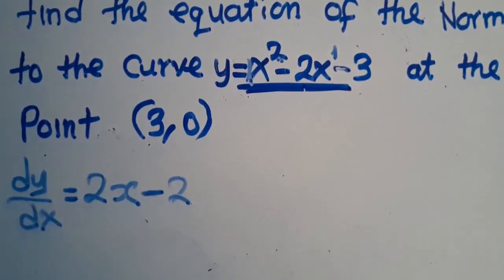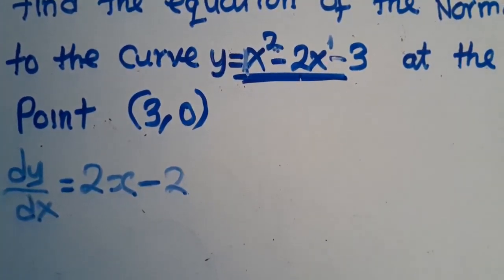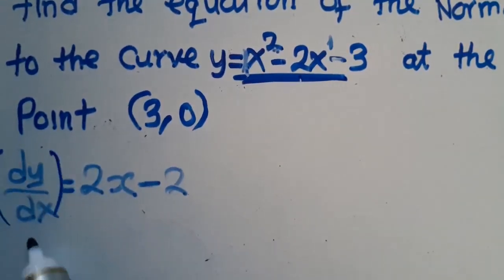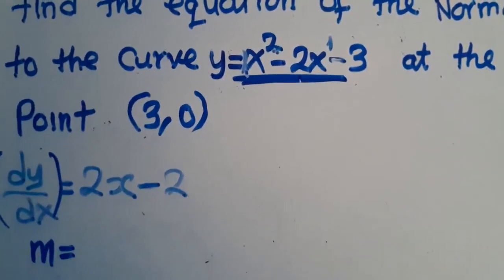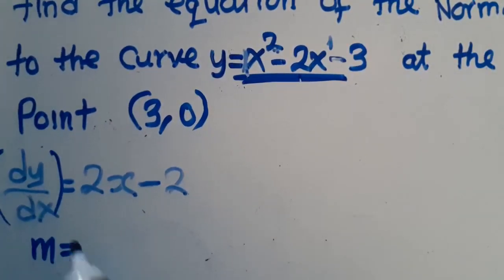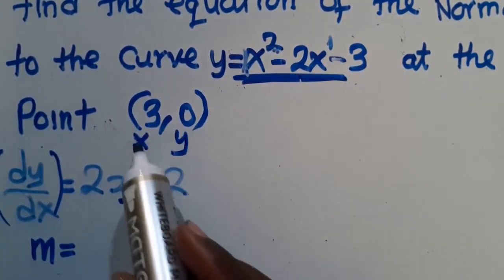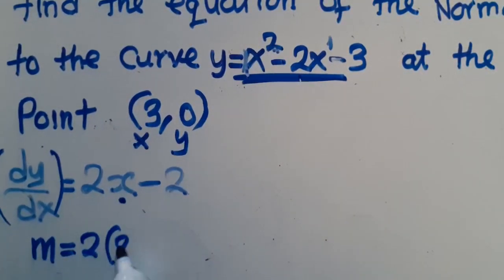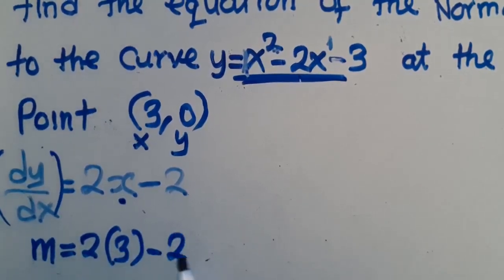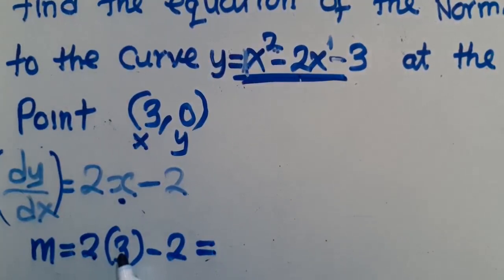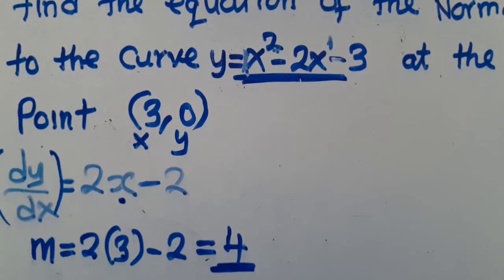So after doing something like this, you say this is m. Find the gradient. So what is the gradient? Where there is x, this one is x, that one is y. So x is 3. So 2 times 3 minus 2 like this. What answer are you getting? 6 minus 2. You get a 4. So this is your gradient. Our gradient is 4.